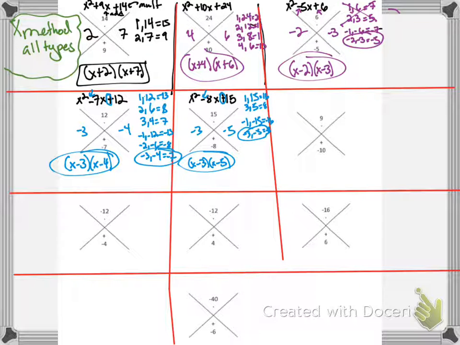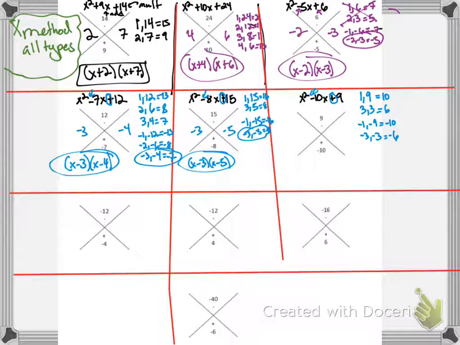The polynomial here would be x squared, adds to give me -10x, multiplies to give me 9. This tells you, since it's a plus 9, same sign. This tells you it's going to be both negative. So 1 and 9, 3 and 3, -1, -9, -3, -3. This gives me 10, 6, -10, -6.